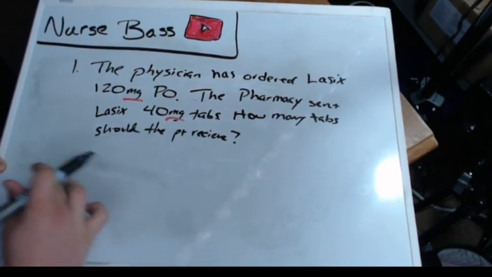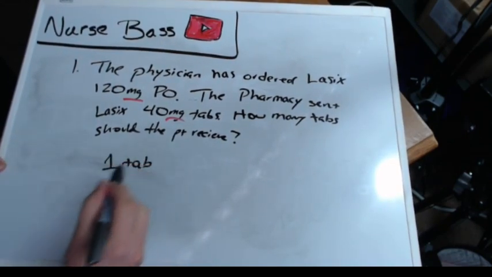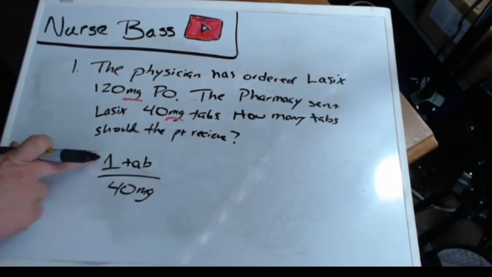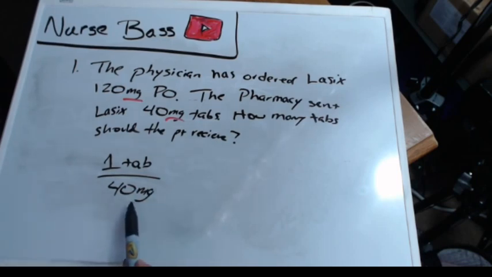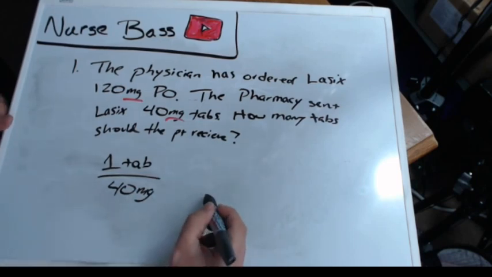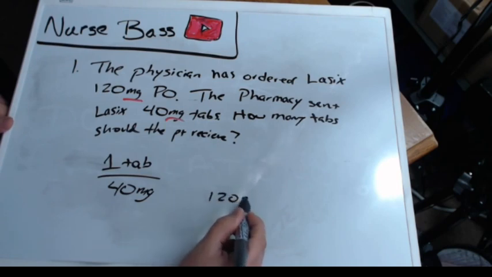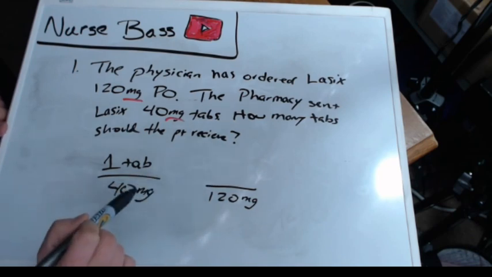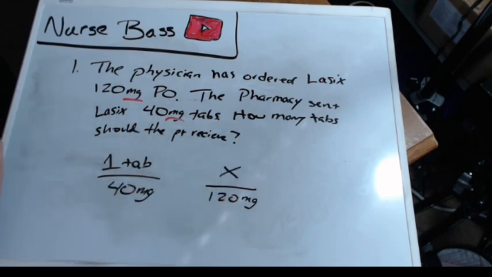It'd be like this. One tablet contains 40 milligrams. The physician has ordered 120 milligrams. Since your milligrams are on the bottom here, put your milligrams on the bottom over here: 120 milligrams. We need to know how many tablets the patient is supposed to get. So X signifies our unknown. Tablets are over here, so tablets will be over here. And here, all you do is simply cross multiply.